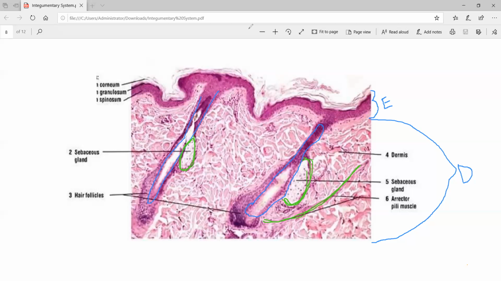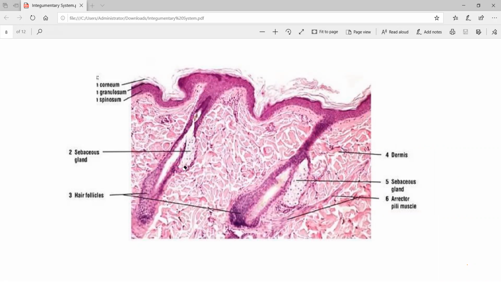So again, in this one, you want to be able to label your epidermis from your dermis. So your epidermis is very tightly packed pink. Your dermis is this irregular, dense connective tissue down here. So you can see that is your dermis. This long shaft here, that long shaft is going to be your hair follicle. So here's one on the left, here's one on the right.